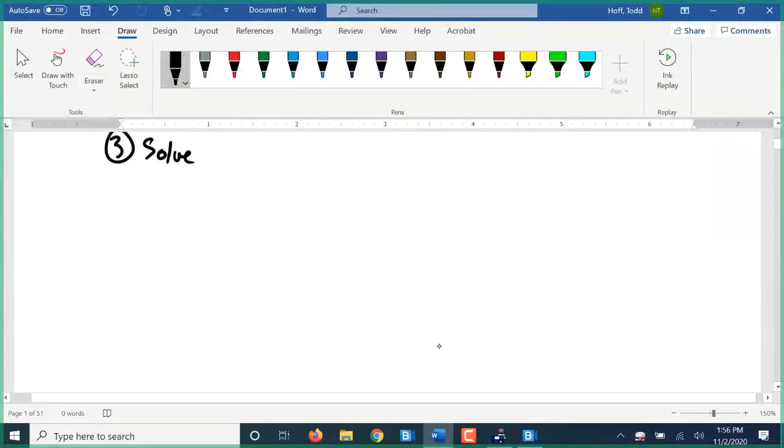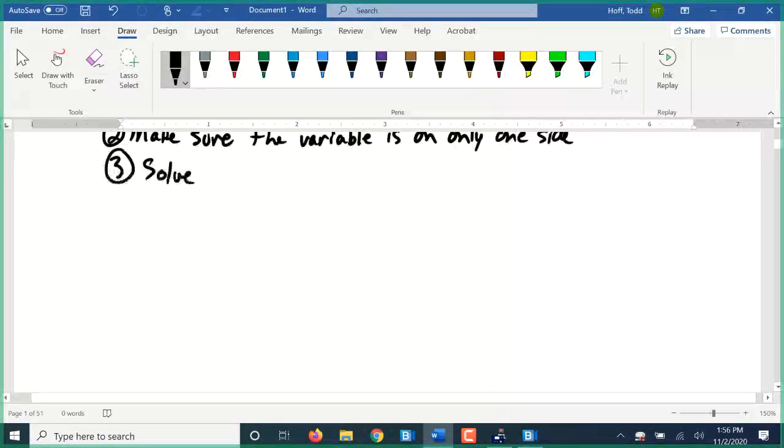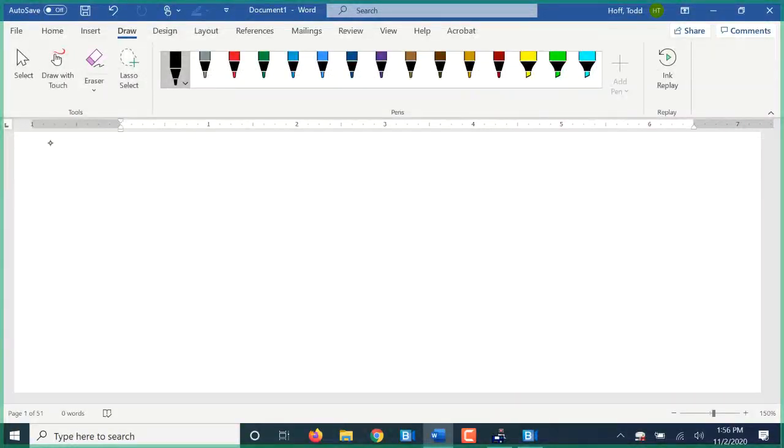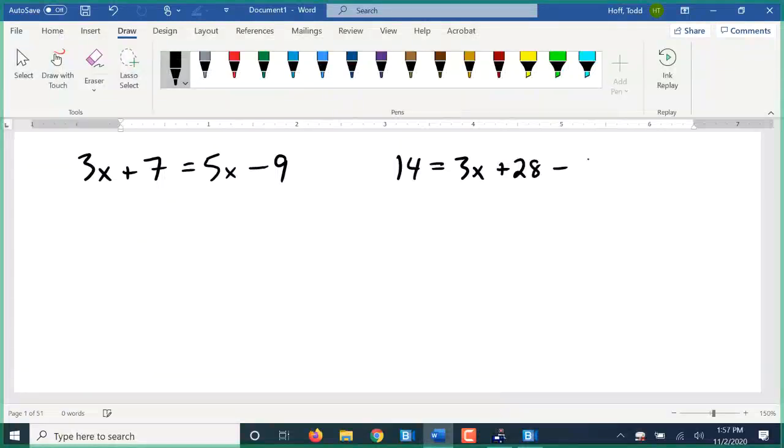I'm going to have you try a couple in your notes. So 3x plus 17 equals 5x plus 9. And that one. I'll give you a couple minutes to solve those, then we'll go through them.